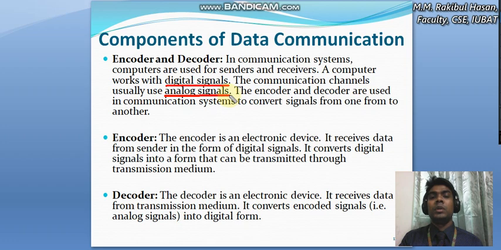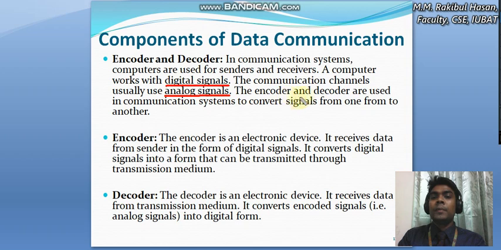Okay, in computer we use a digital signal, but what is the limitation of digital signal? We cannot transmit the signal from one place to another place. Through the communication channel it is not possible to transmit the digital signal. But we can use analog signal. Analog signal can transmit from one place to another place. Think about our sound. Sound is one analog signal, and we can transmit sound, isn't it? I'm speaking and you are listening. We can transmit the analog signal.